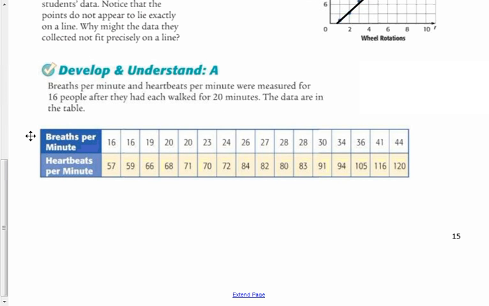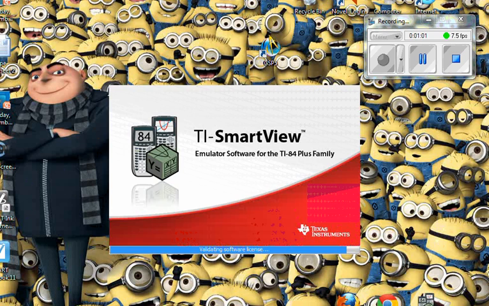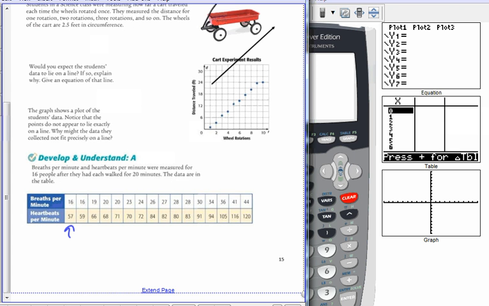Now, if you want to follow along on a calculator, that would be great. So I'm going to start up my calculator here, and you can follow along. So I got my calculator up, and what I'm going to do is enter these data points into the calculator so that I can make a graph and use that information to come up with an equation using the calculator.